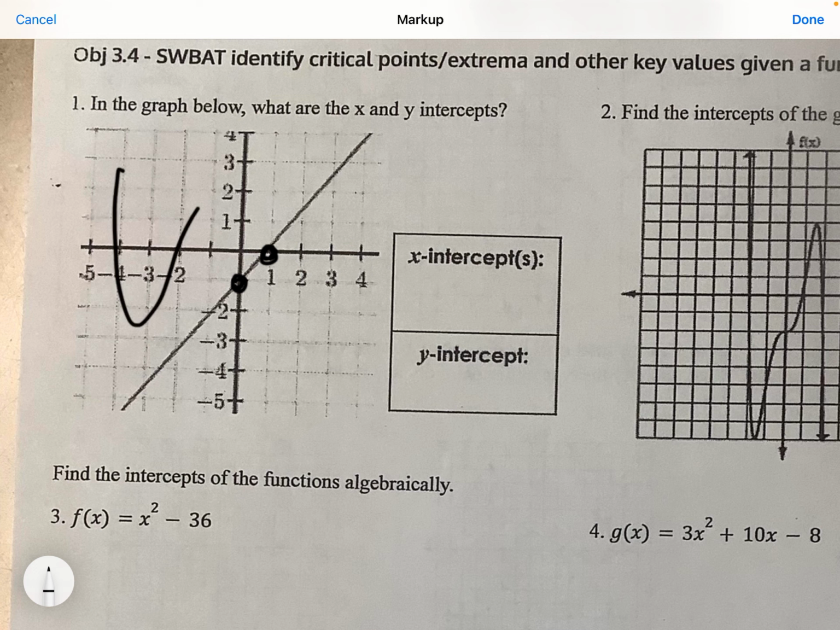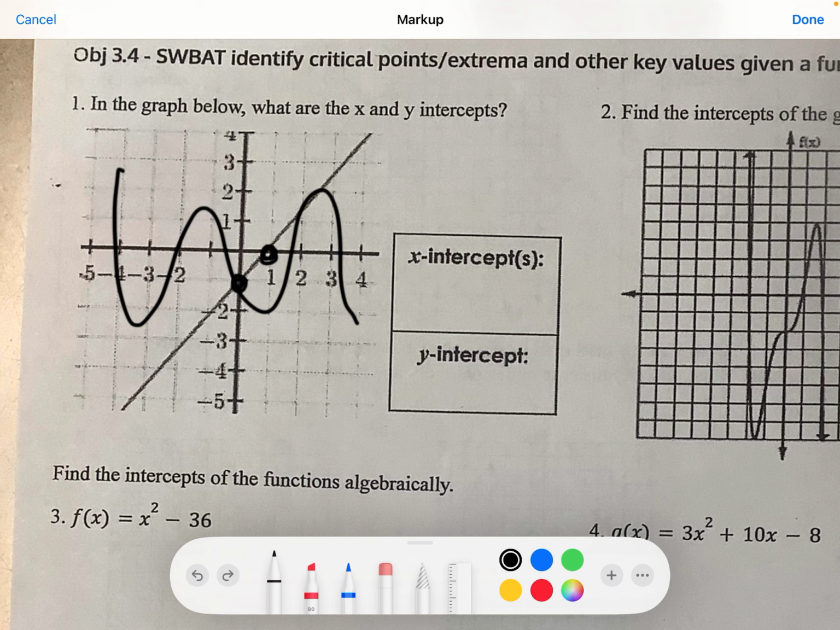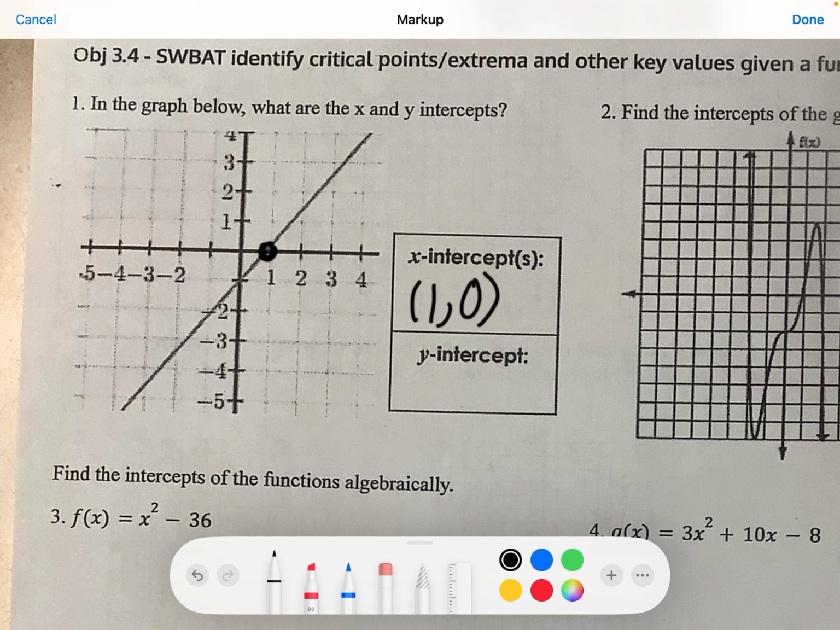If it crosses in many different places, then you'll have many different x-intercepts, although you can only possibly have one y-intercept at most. So the x-intercept is at x equals 1. So we say its full coordinate, which is 1, 0. Please don't forget to say the full coordinate of where it is located.